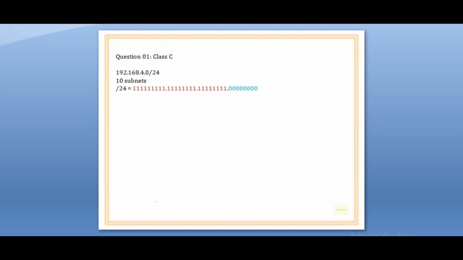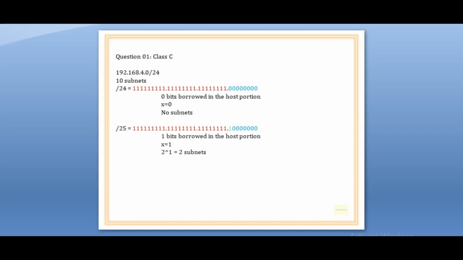In slash 24 we have 0 borrowed bits, so x equals 0, that means 0 subnets, which does not meet our requirement. Let's move to slash 25. Here we have 1 borrowed bit, so 2 raised to 1 gives us 2 subnets, which is less than our requirement. Now on to slash 26. We have 2 borrowed bits, so 2 raised to 2 will give us 4 subnets, which is still less than our requirement. On to slash 27.